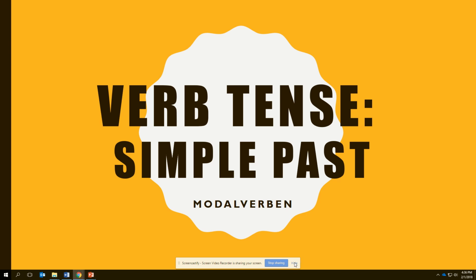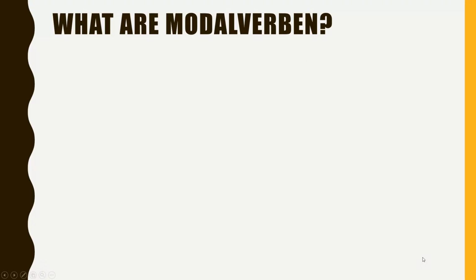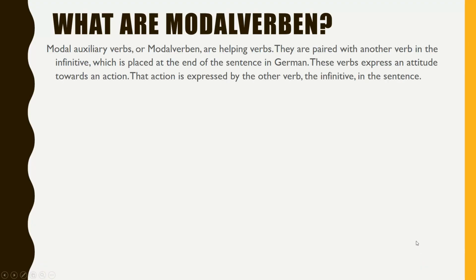This video is about verb tense and will focus on the simple past of Modalverben. What are Modalverben? Modal auxiliary verbs, or Modalverben, are helping verbs. They are paired with another verb in the infinitive, which is placed at the end of the sentence in German. These verbs express an attitude towards an action. That action is expressed by the other verb, the infinitive, in the sentence.